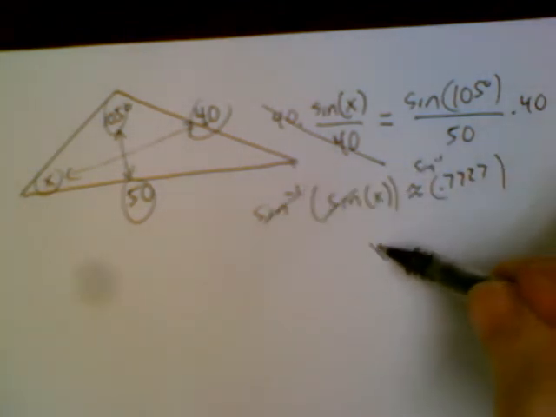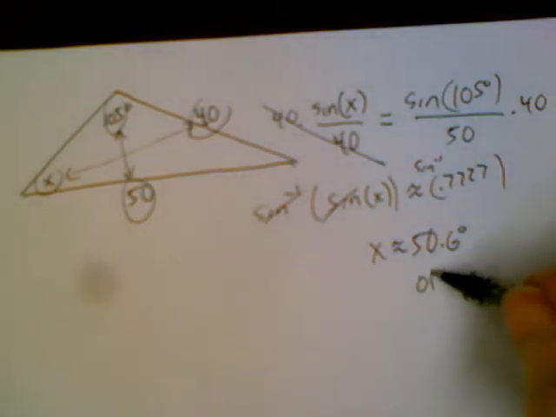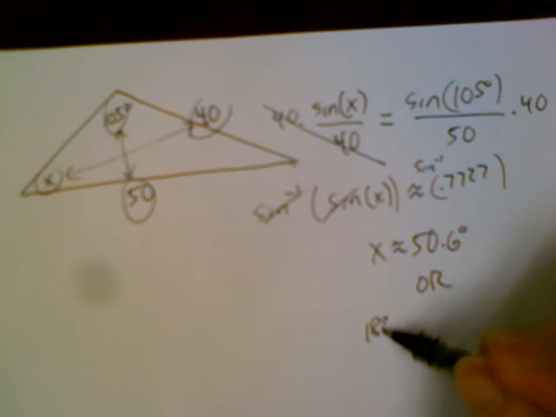That cancels out sine, leaves the x standing. X is approximately 50.6 degrees. Okay. Now we have to consider the possibility that there is an obtuse angle measure. 180 minus 50.6 is equal to 129.4 degrees. Is that a possible answer?